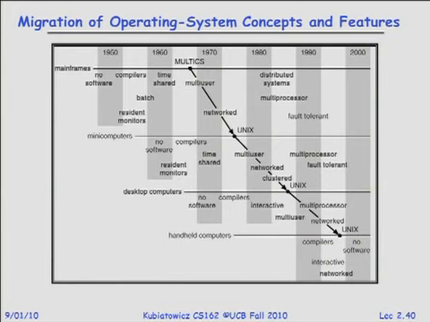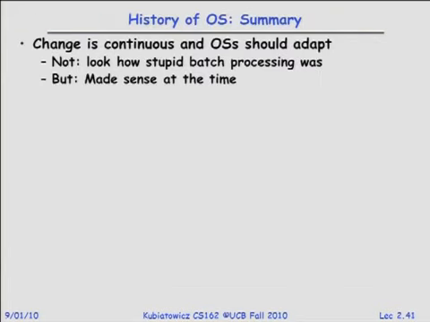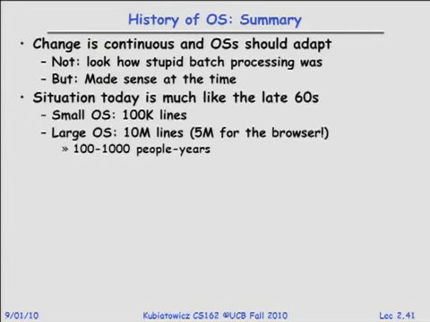Okay. So just a brief summary, what we said here is change happens all the time. You don't think about this as, look how stupid batch processing was, but rather, yeah, it made sense at the time. Situation today is much like the late 80s. A large operating system is 10 million lines of code, 5 million for a browser, okay? Complexity.